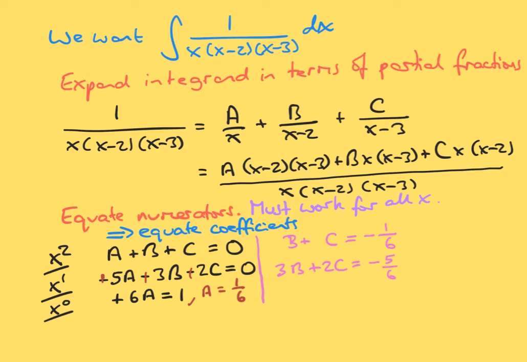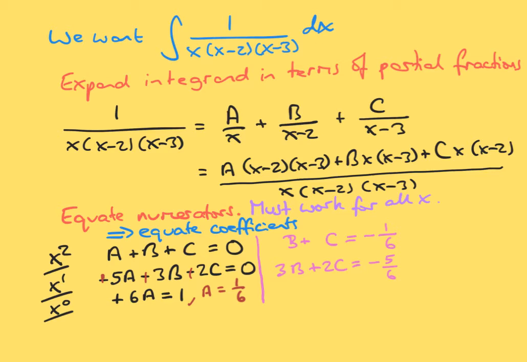So now, what we can do is we can insert this value of a into this equation. So we have 1/6 plus b plus c is 0. And if we just rewrite that by taking the 1/6 to this side, we have b plus c is minus a, so that's minus 1/6. Similarly here, we'd have 3b plus 2c is minus 5 times a, so that is minus 5/6.